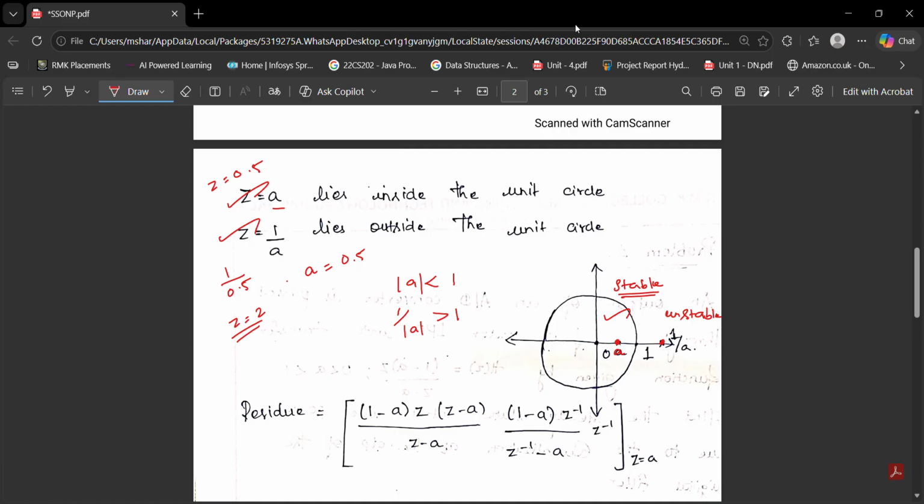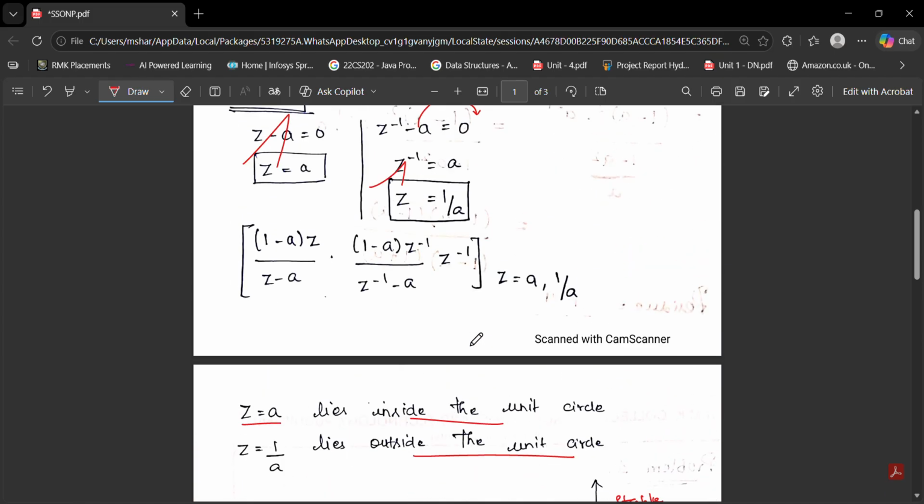One more hint which I can give you is, the real numbers, that is the integers, will always lie inside the unit circle. If it is a fraction, you can by default consider that it will be lying outside the unit circle. This is just to identify in an easy way. So of these two poles, a and 1 by a, I'll be considering only a, as it is inside the unit circle, it is stable, and it will be contributing to the system. So now I'll be calculating the residue for the system.